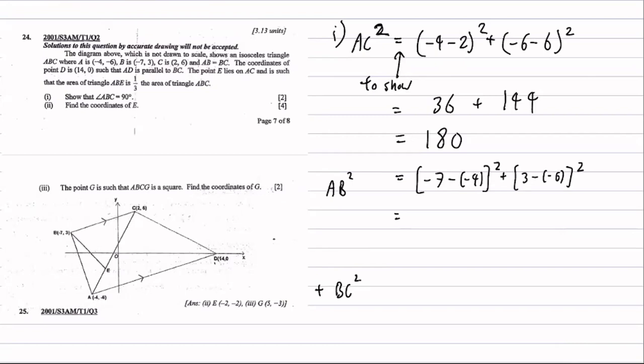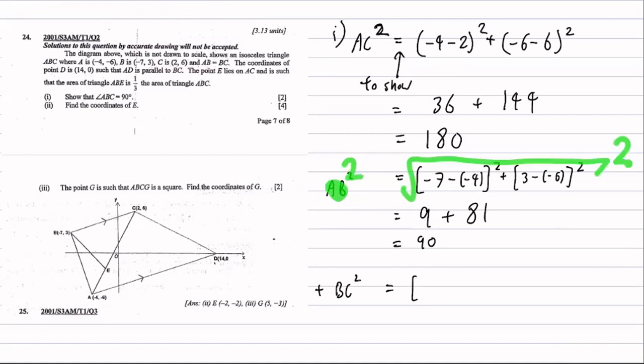So -7 minus -4 becomes -7 plus 4, which is -3. Square it, you get 9. Add on to the other guy, 3 minus -6, which is 3 plus 6, which is 9. 9 square, 81. 81 plus 9 is 90. How about BC square? Do the same thing now. So, by the way, again, reminder, AB involves the square root formula. Here, because there's an additional square, it's square the square root, which means they will cancel each other off. That's why I didn't put down the square root. Is that clear? Yeah.